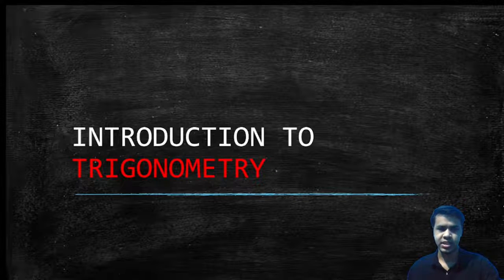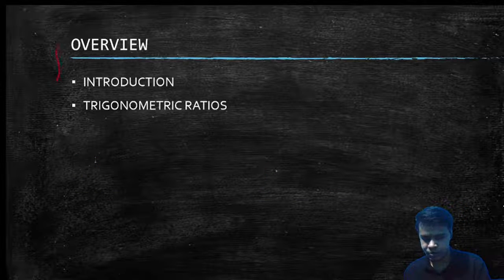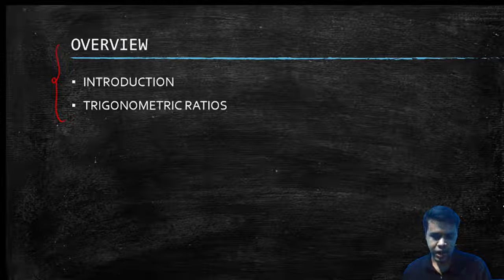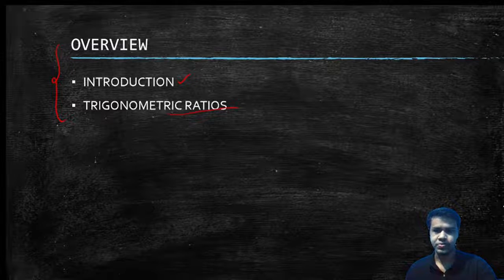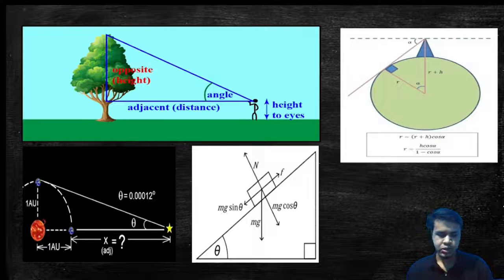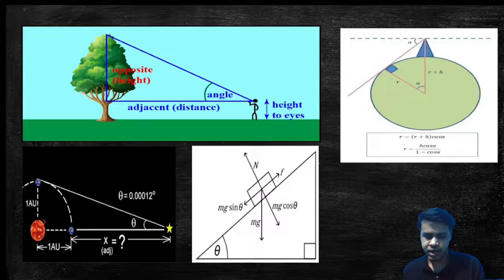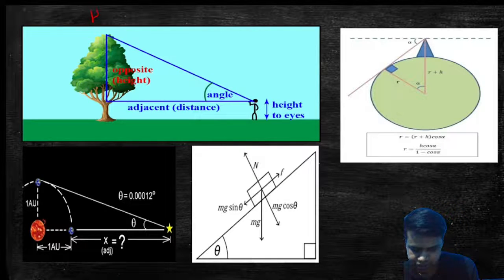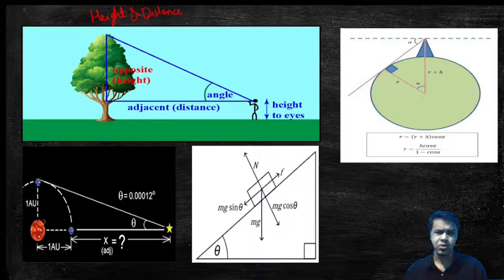So let's get started. This is going to be the overview of the chapter. We will learn Introduction to Trigonometry, what are trigonometric ratios. So what are the applications of trigonometry? Why do we need to care about trigonometry? At your level you will mostly use it to find height and distances. Height of different objects, distance between various objects. So you will solve problems related to that.